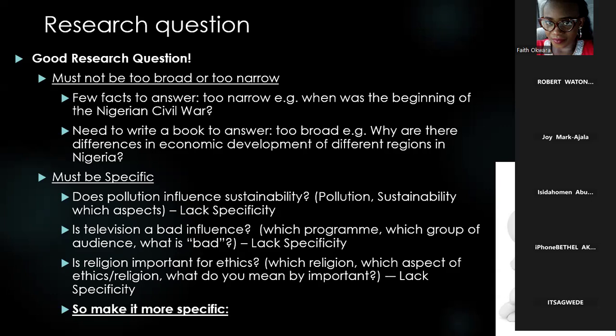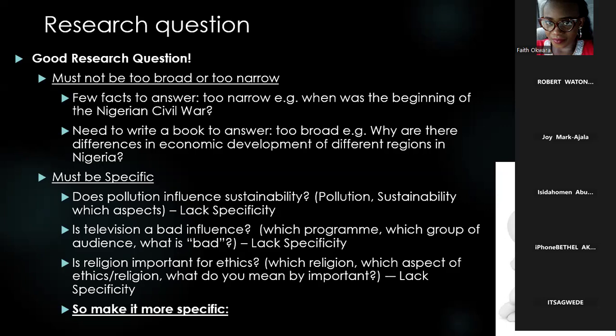It must be specific. If you say, for example, does pollution influence sustainability? Which aspect of pollution are you talking about? Is it air pollution? Is it water pollution? Which one? Sustainability has different dimensions. Which aspect of sustainability are you talking about? So you must get to that specificity. Be very specific about what you're talking about.